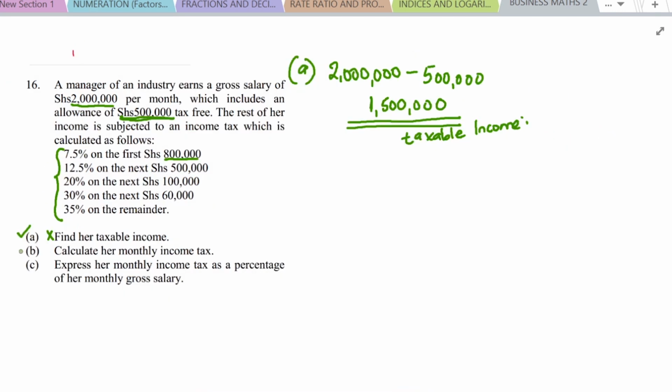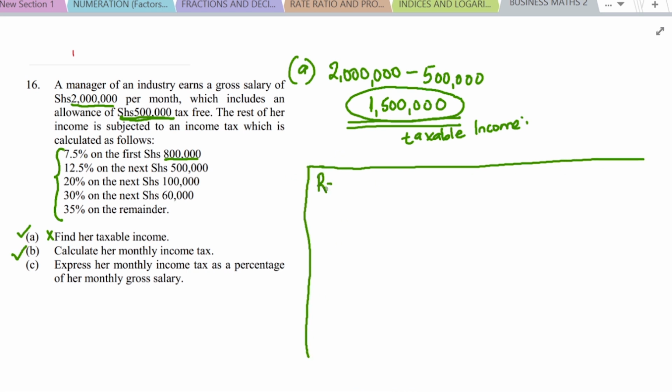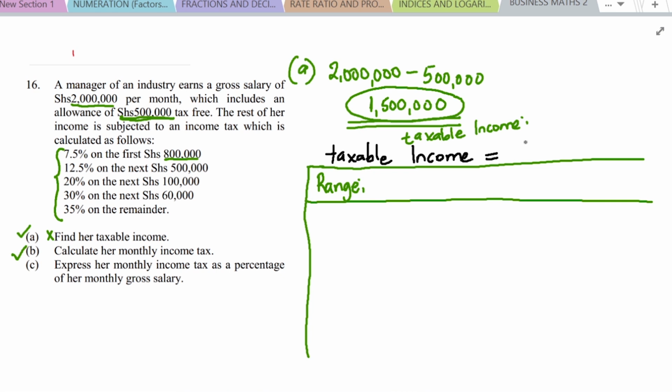So to answer part B, calculate her monthly tax income. It means that her monthly taxable income, this is the 1.5 million that we are going to subject to this tax. So now we need to find out, we're going to draw a simple table here. Let's look at the range of the monies. First of all, our taxable income is 1,500,000. Okay, so on this taxable income, let's look at this.